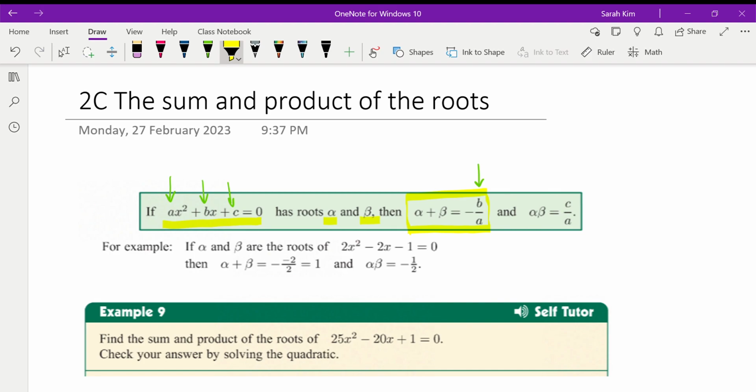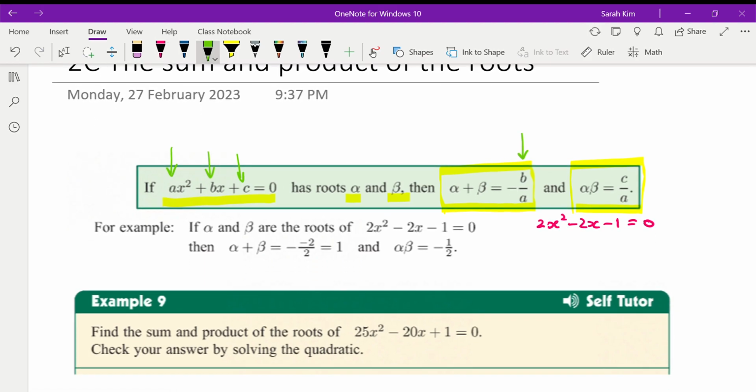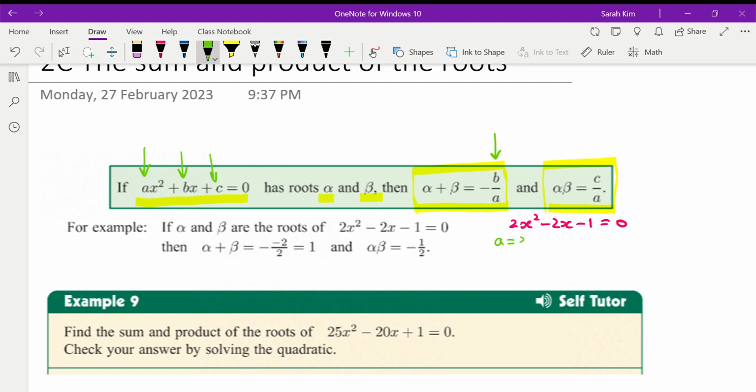And similarly, this one's the product option. So when you times alpha and beta, the 2 roots, you actually get c over a. And that's a relationship we can have a look at in this example over here. So noticing this quadratic, I'll write it on the side so we can annotate and follow along. So you might want to write this down in your book, not just watch. So this is our quadratic, and we can write a, b, and c down. A is 2, b is minus 2, c is minus 1.